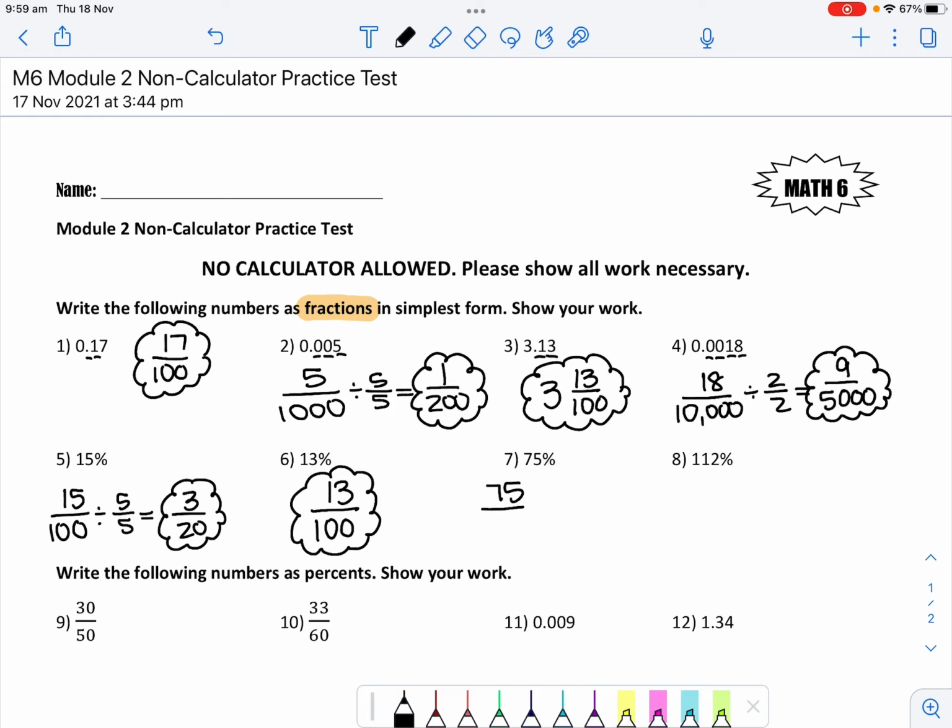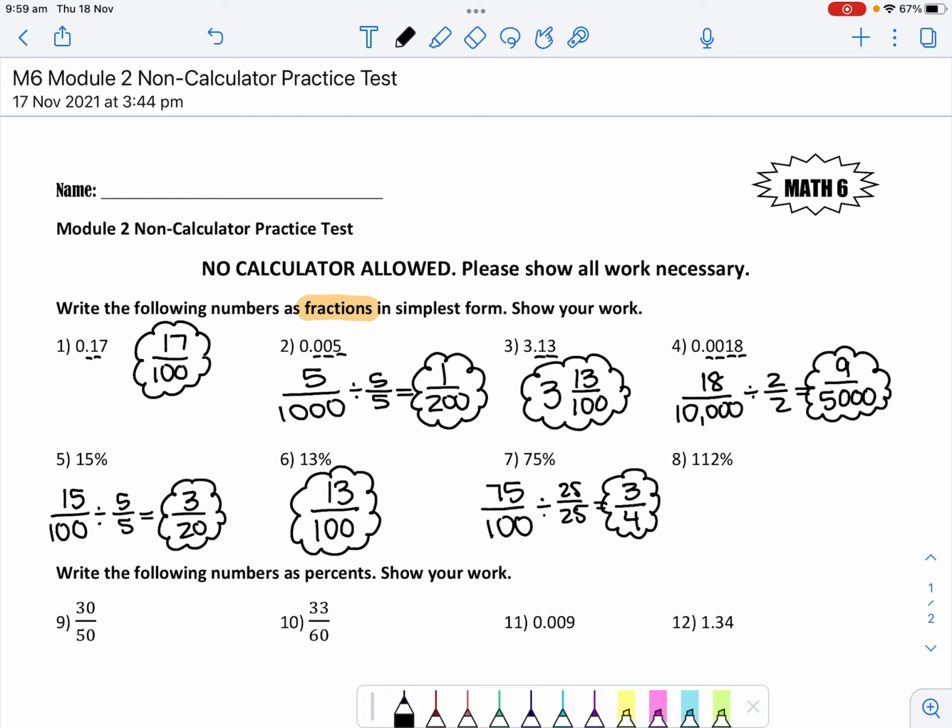75% is going to be 75 over 100, and I'm actually going to divide by 25, and I get 3 over 4. Now remember on this one that there are several different ways that you can do it. You can divide by different things, but in the end you should get to 3 over 4.